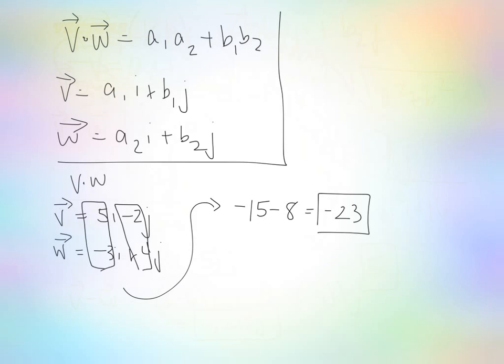And for another example, if you wanted to do the dot product of v with v, then you would just square those. So it would be 5 times 5, which is 25, plus negative 2 times negative 2, which is 4, so plus 4, that would equal 29. So it's pretty simple.